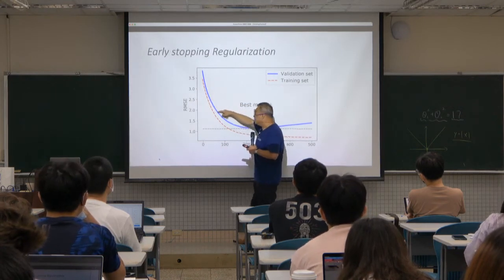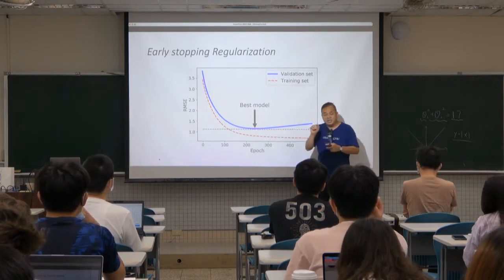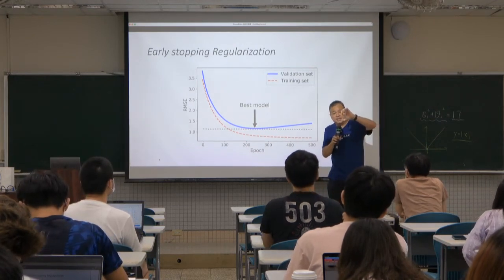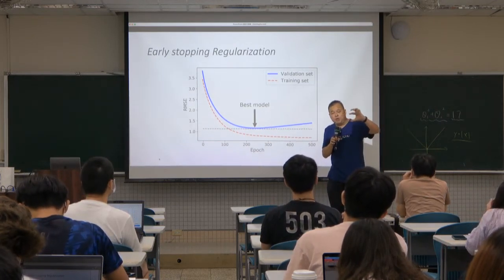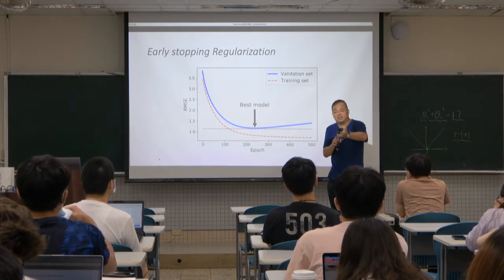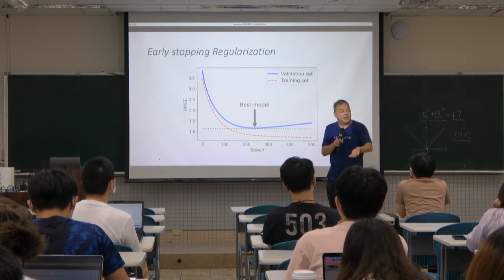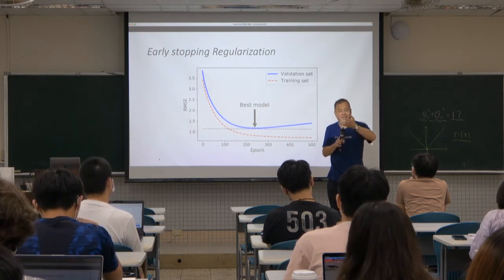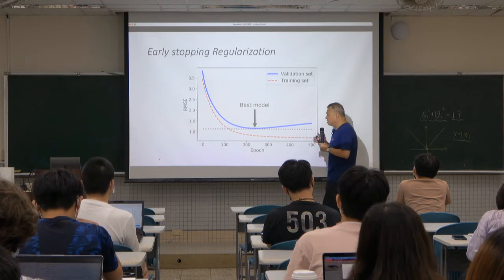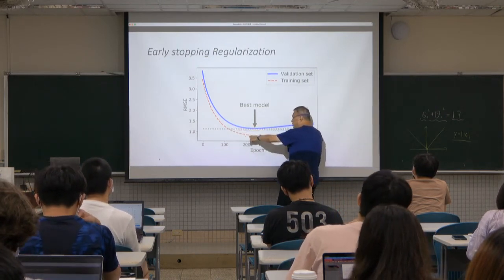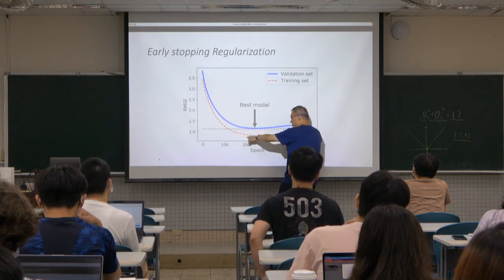Remember I told you, when these two lines get farther and farther apart, that's when overfitting happens. I talked about this last week. To be honest, because you use the training set for training, it is the training set.